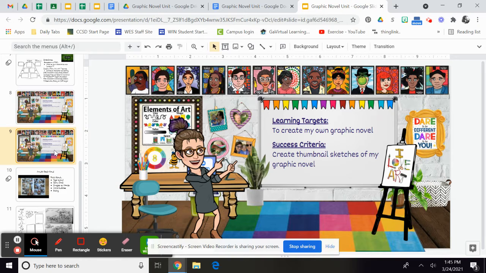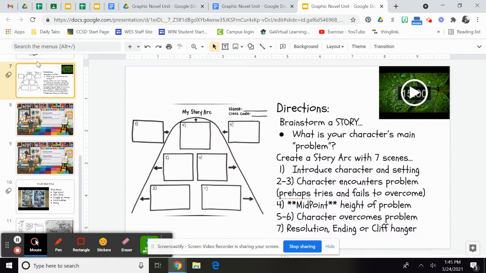So these are not meant to be neat or perfect. This is to help you get your ideas down on your paper. So there are two things that you need to have with you today. One is you need to find your story arc from last week.